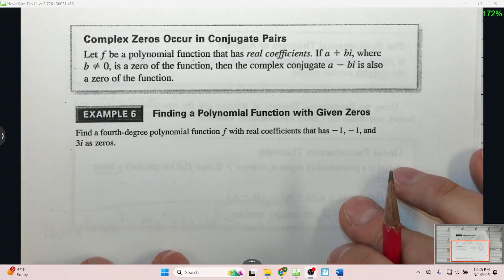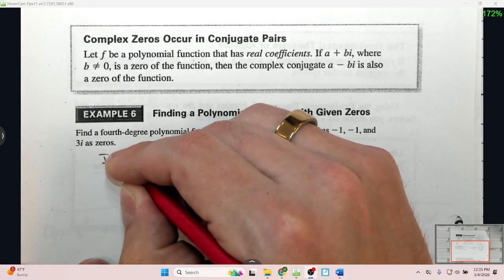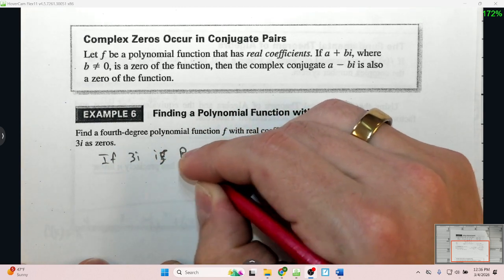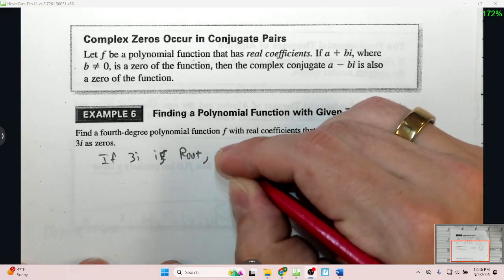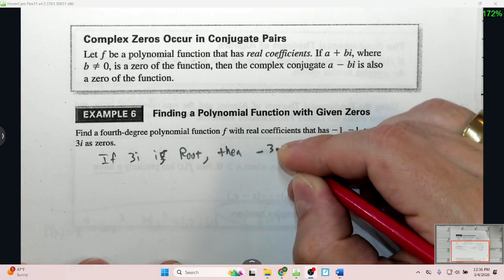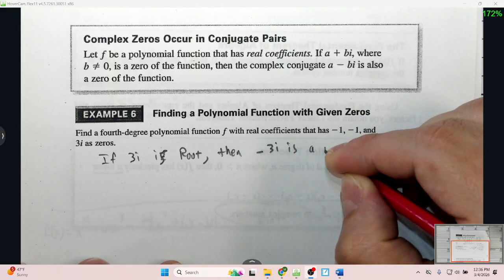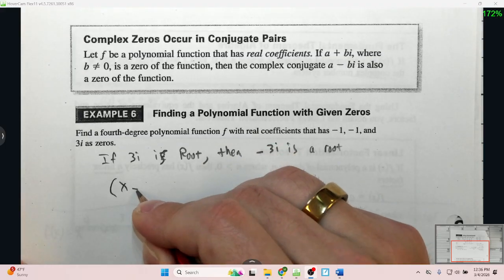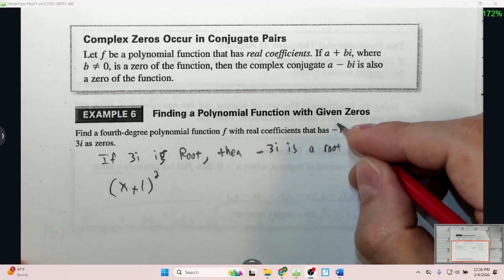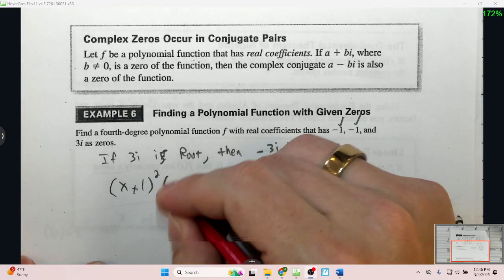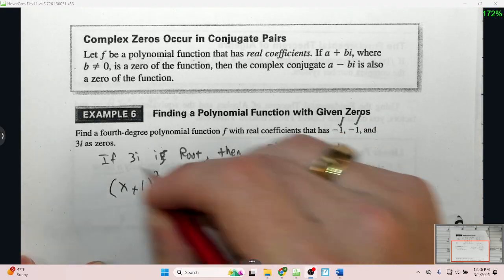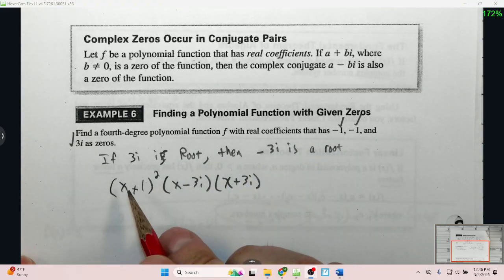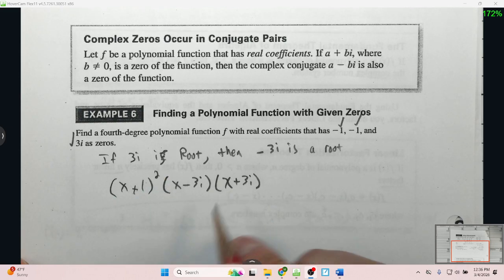So to keep it quite simple, if 3i is a zero, is a root, then negative 3i is a root. So the polynomial must have been x minus x plus 1 squared. That's this and this, the two roots there. And then x minus 3i, that's this root, and then x plus 3i. This is a degree 4 polynomial.